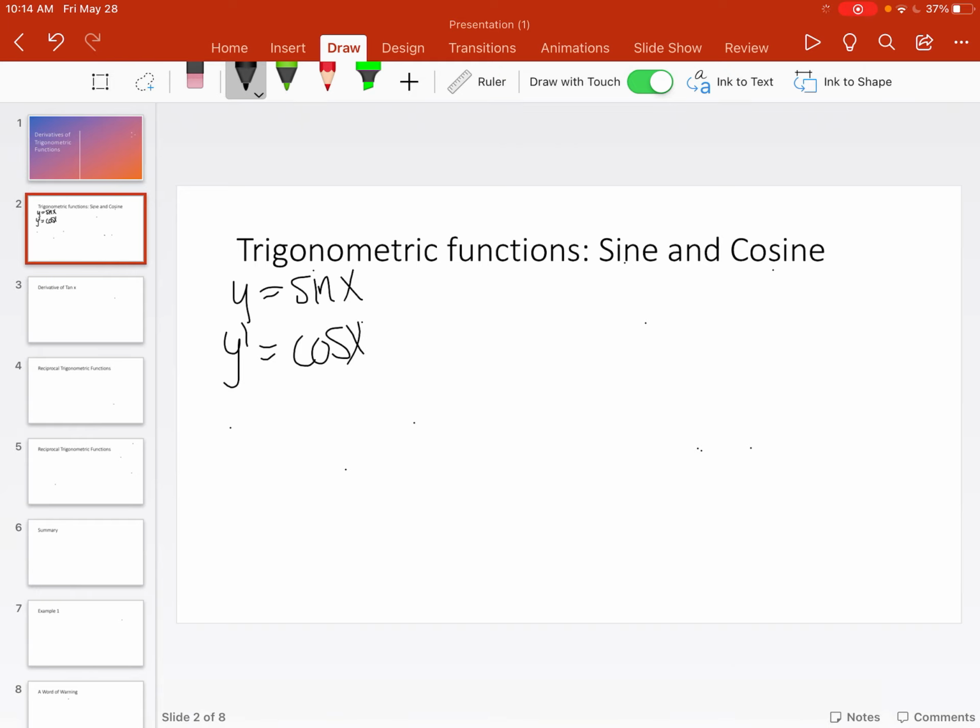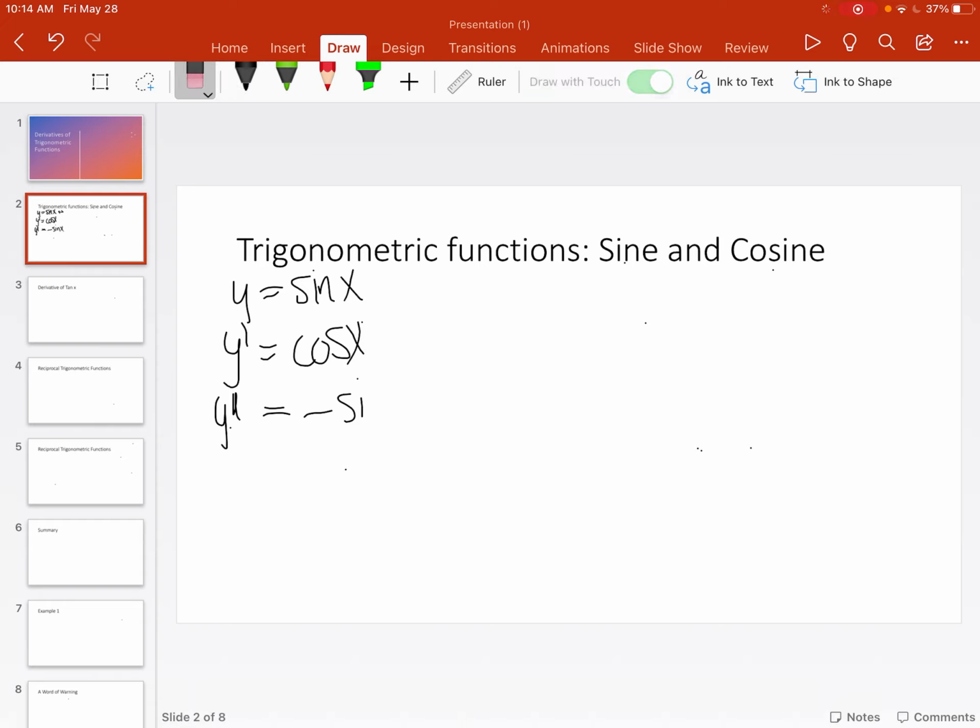And you can graph this and see why. Now, what about the derivative of cosine x? If you go through the whole limit definition of the derivative, you end up getting, for the derivative of cosine x, so in this case y double prime because we have sine x here, the derivative of cosine x is negative sine x.